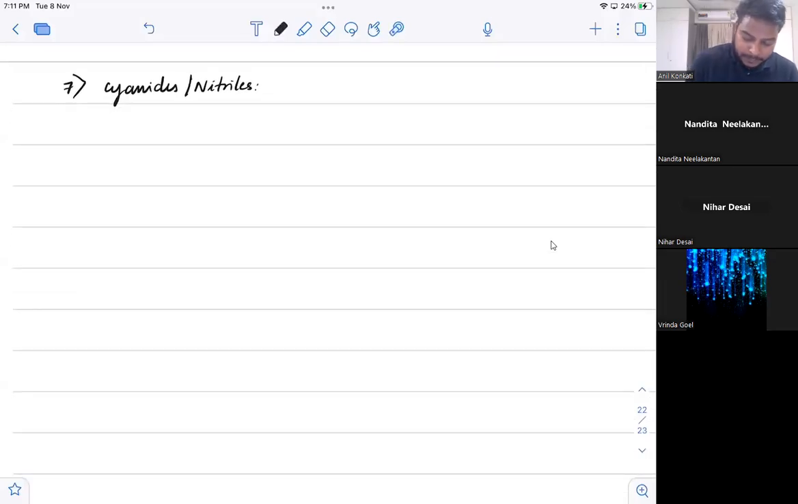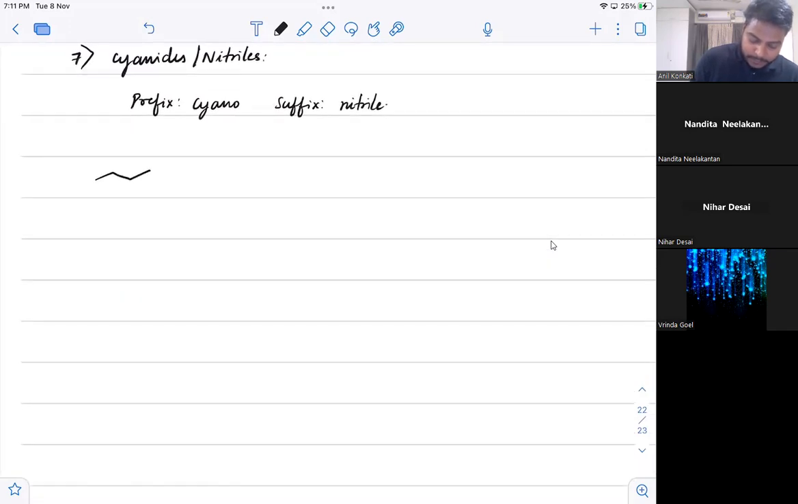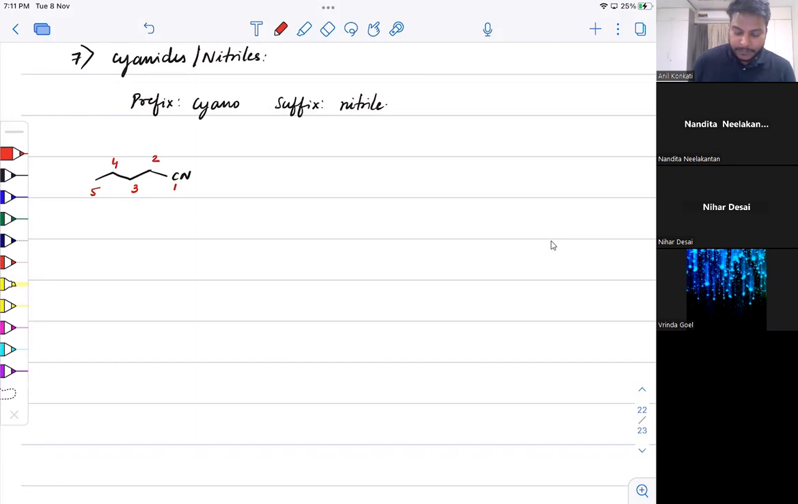In case of cyanides, the prefix name for cyanide is cyano. Suffix name is nitrile. In case you have something like CN here, cyanide, the numbering will always start with the carbon of that particular cyanide group, which will be given the high priority. And then it will become cyano, right? So this would be read as nitrile.